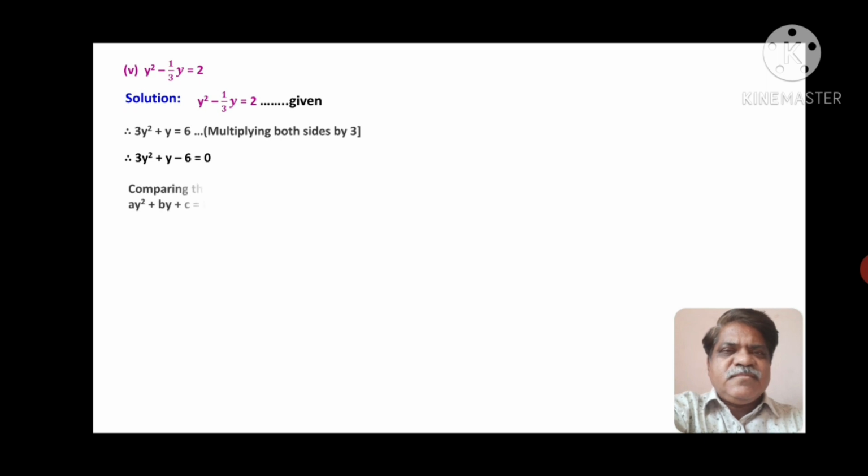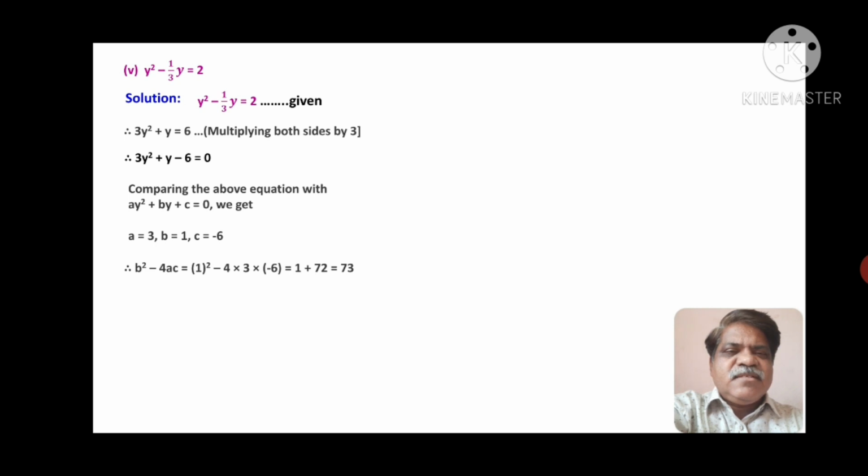Comparing the equation with ay square plus by plus c is equal to 0, we will get a is equal to 3, b is equal to 1 and c is equal to minus 6. Therefore, b square minus 4ac is equal to 1 square minus 4 into 3 into minus 6 is equal to 1 plus 72, which will be 73.